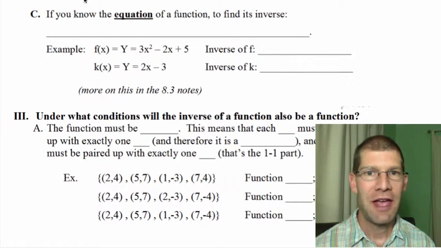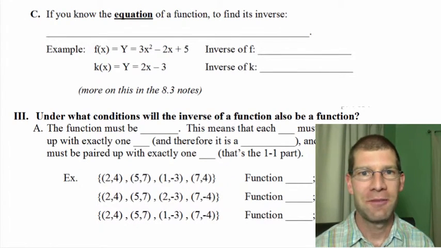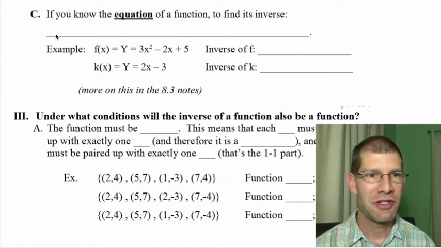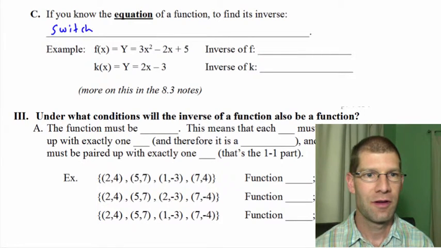Now, if you have an equation, this was the part that we're going to do more of our work with tomorrow. But for now, we're just going to say you switch the x and y values. So switch the x and the y in the equation.